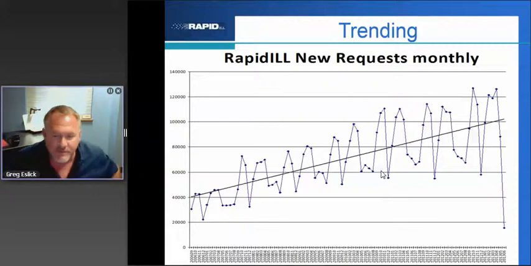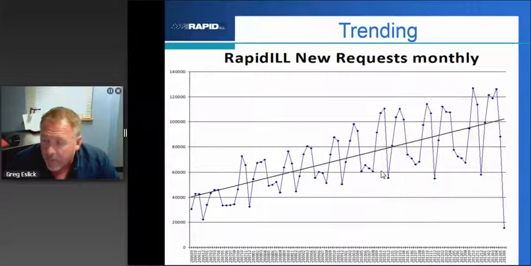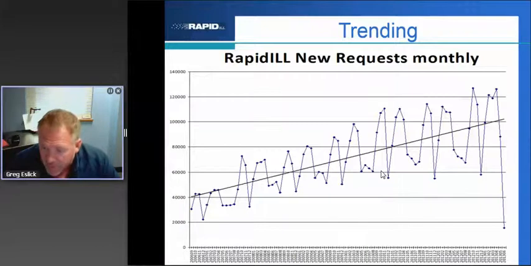All right, this brings us to trending. This graph here was generated some time ago, quite a few years ago, and the whole point of it was to monitor growth over this time frame. The time frame shown here is from 2006 up to current. What this graph does show is the increase in requests.